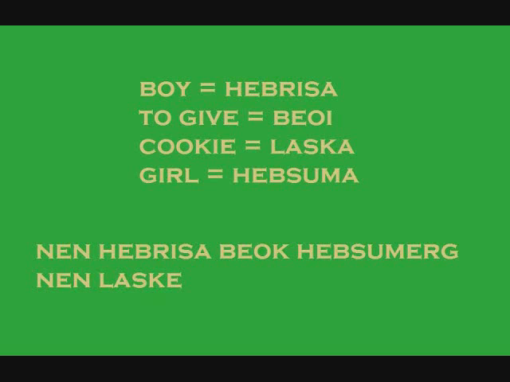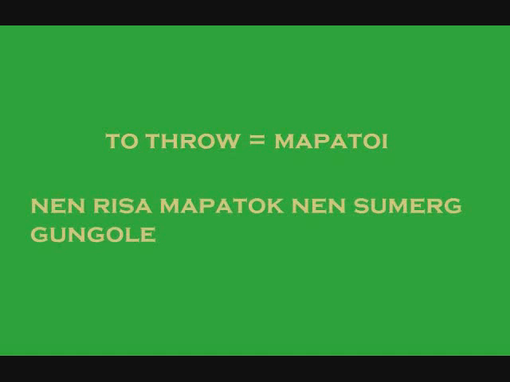Notice that the indirect object always comes before the object. Since in Dangin Nira the case ending shows that the girl is the indirect object, we don't need a word for to. Let's try another sentence. The man is throwing a rock to the woman. In Dangin Nira, to throw is Mapatoi. So the whole sentence would be Nen risa mapatok nen sumerg gungole.